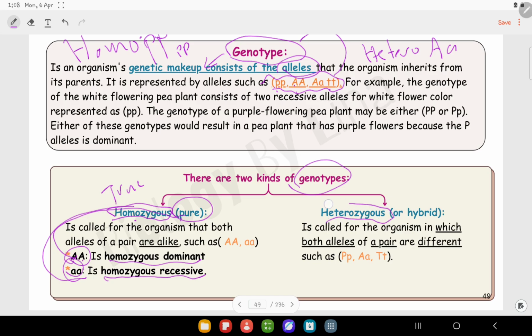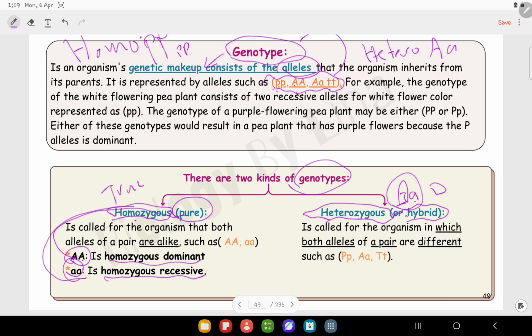What about hetero? Hetero is only for the dominant trait. The other name for hetero is hybrid. When we say hybrid or hetero, it means you have uppercase and lowercase of the letter, for example A capital, A small. This represents hetero, and it's always dominant. We don't have recessive for it.